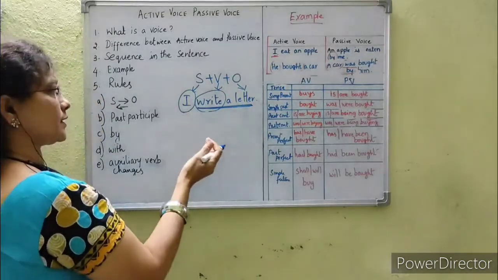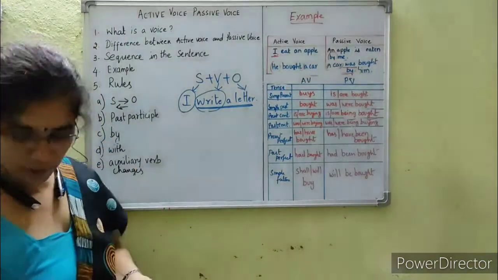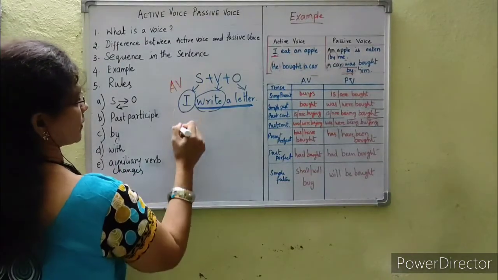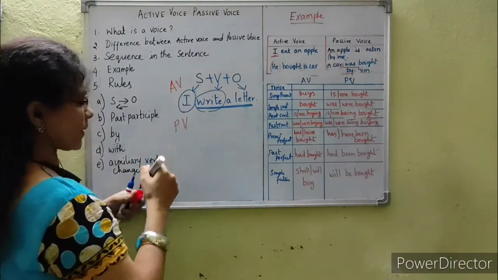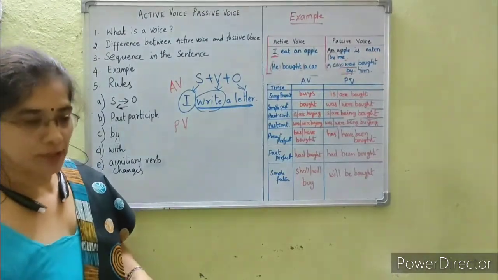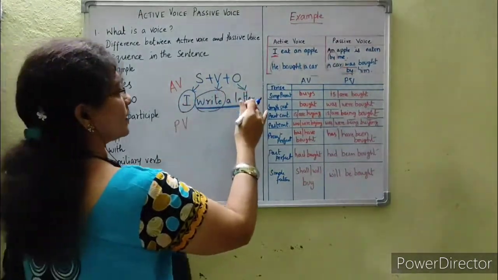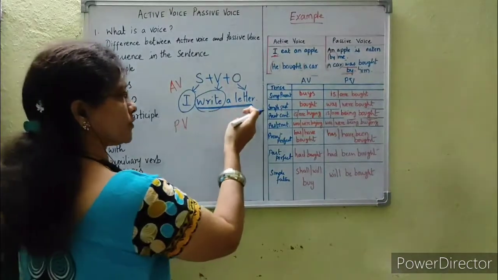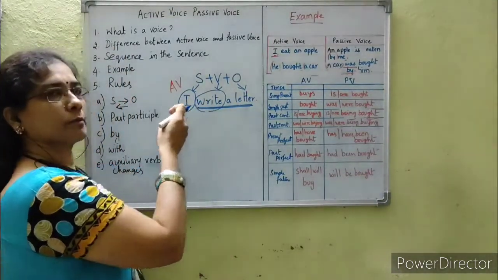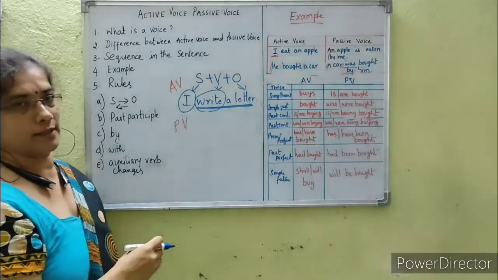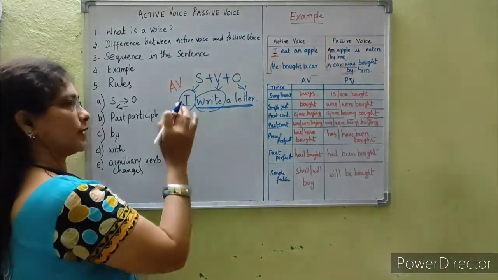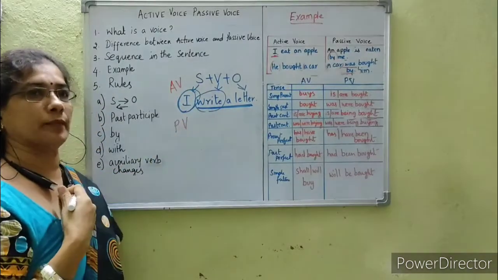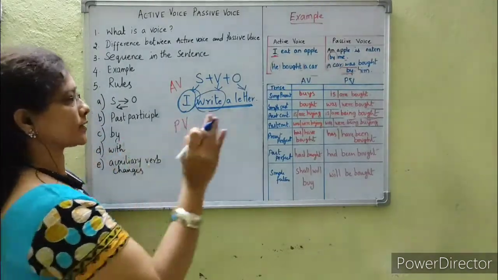This is now in the active voice. In which voice is it? It is in the active voice. When it comes to the passive voice, the subject moves to the end part of the sentence and the object comes to the first part of the sentence. But the doer is the same. Who is doing the action? I myself am doing the action.